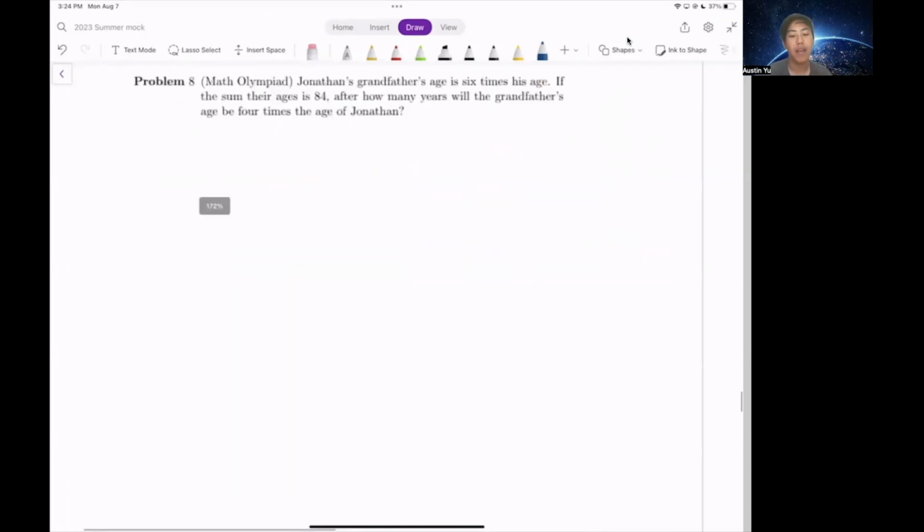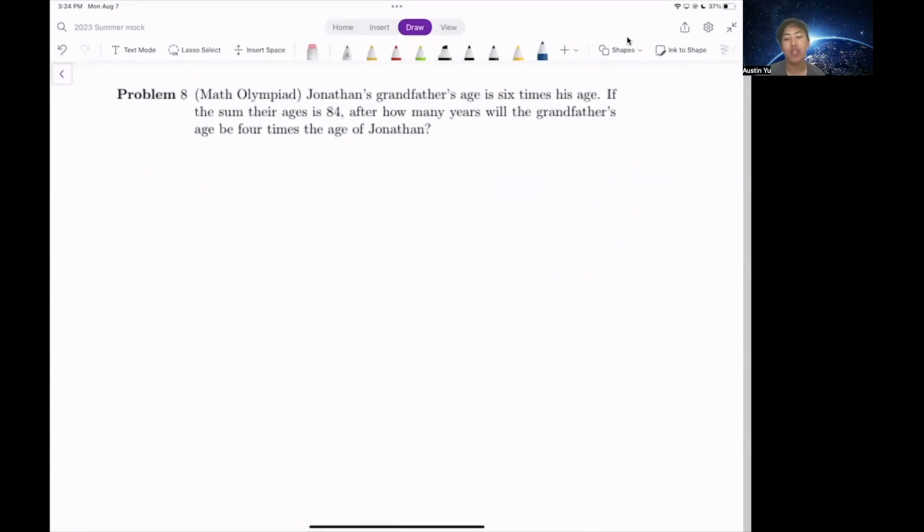And finally, problem 8. Jonathan's grandfather's age is 6 times his age. If the sum of their ages is 84, after how many years will the grandfather's age be 4 times the age of Jonathan? Let's do step 1 first, since this problem requires multiple steps. 84 is 7 times the current age of Jonathan. So 7 times the age of Jonathan.